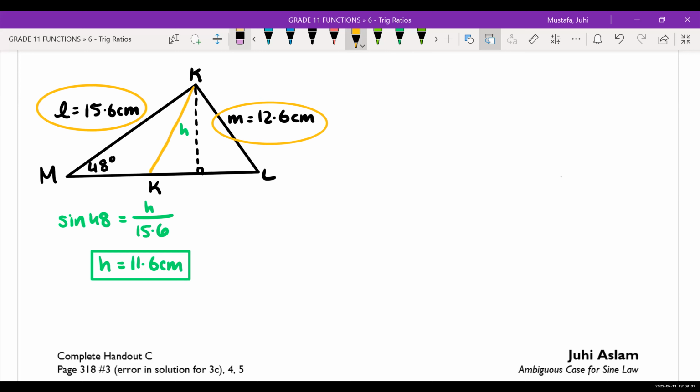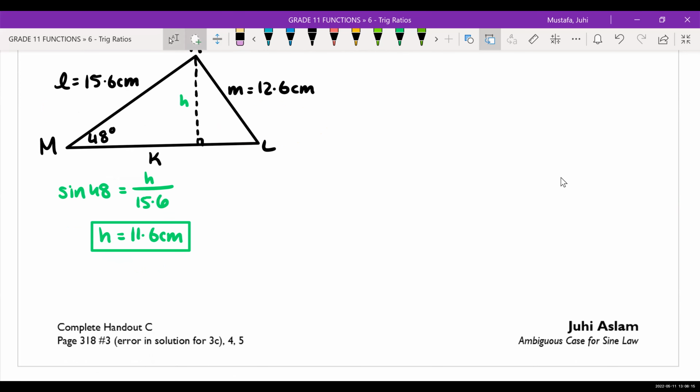So this is an ambiguous case question, and you're going to do it on your own and then check your work as you go along, because we've already done one together. So try this one on your own.